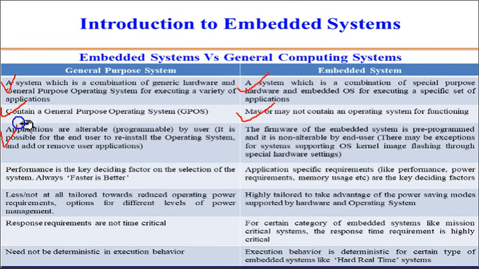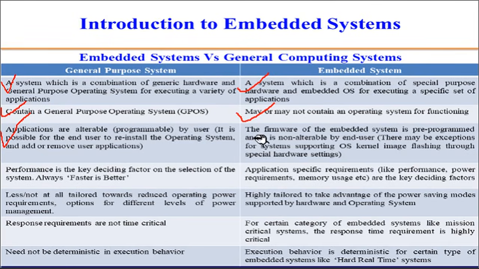Next, coming to the third difference. Applications are alterable or programmable by the user in a general purpose system. That means we can install programs, we can change the operating system. All that is possible in a general purpose system.